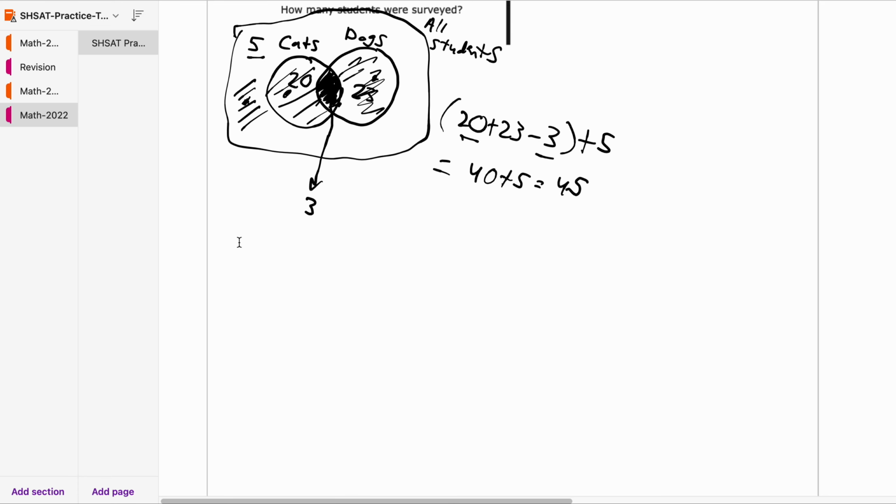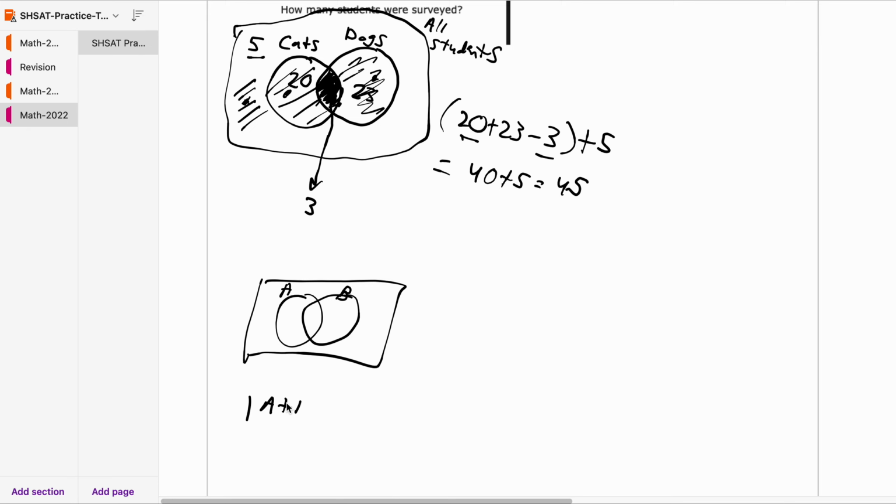More generally, let's say you have sets A and B. If you want to know the total number of people in sets, sorry, this is not the right one. So this is the notation for A or B, right? These vertical bars basically mean the size of people either in A or B. So in this case, it would be the people who either have cats or dogs.